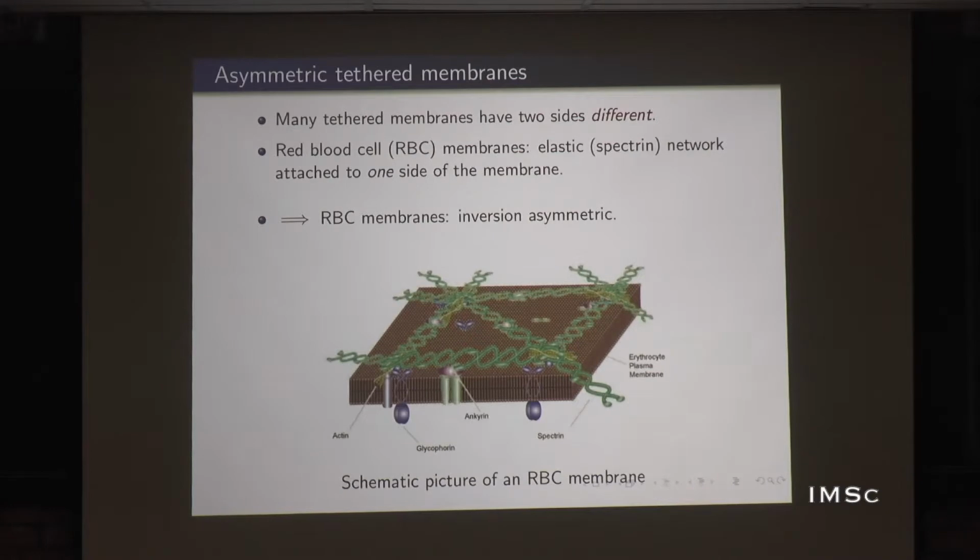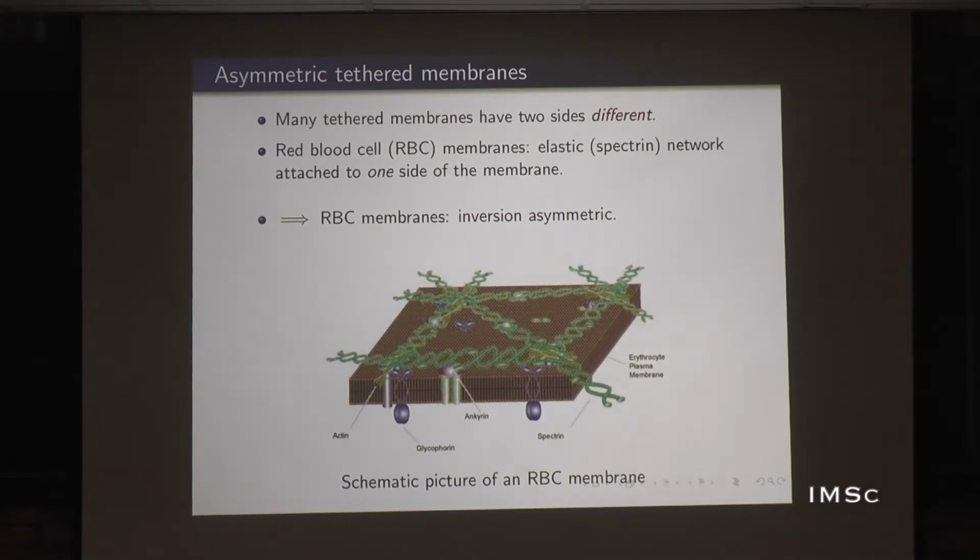We will now discuss asymmetric tethered membranes. Many tethered membranes actually have two very different sides, for example red blood cells. If you take an extract of a red blood cell, it is a tethered membrane because there is an elastic spectrin network attached to the lipid membrane, which gives it a degree of rigidity, but it is attached only to one side. So the two sides are different, which means it is asymmetric because the top is different from the bottom.